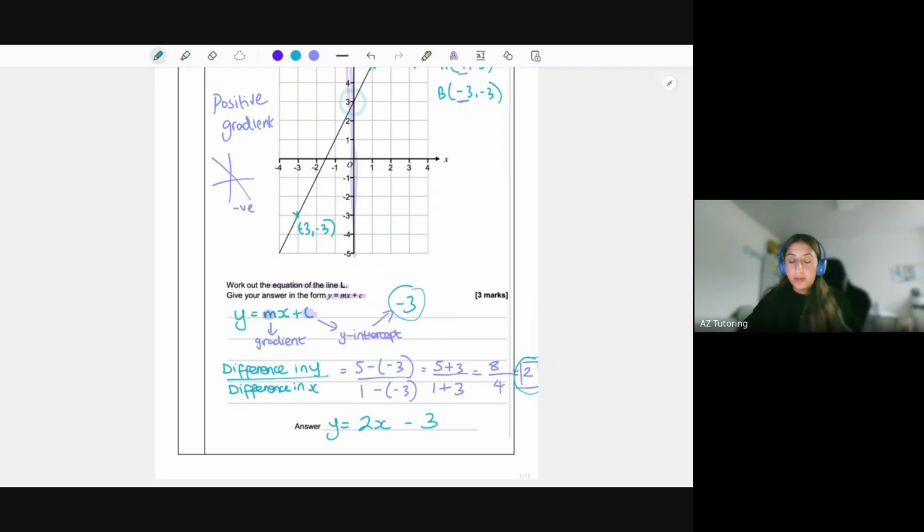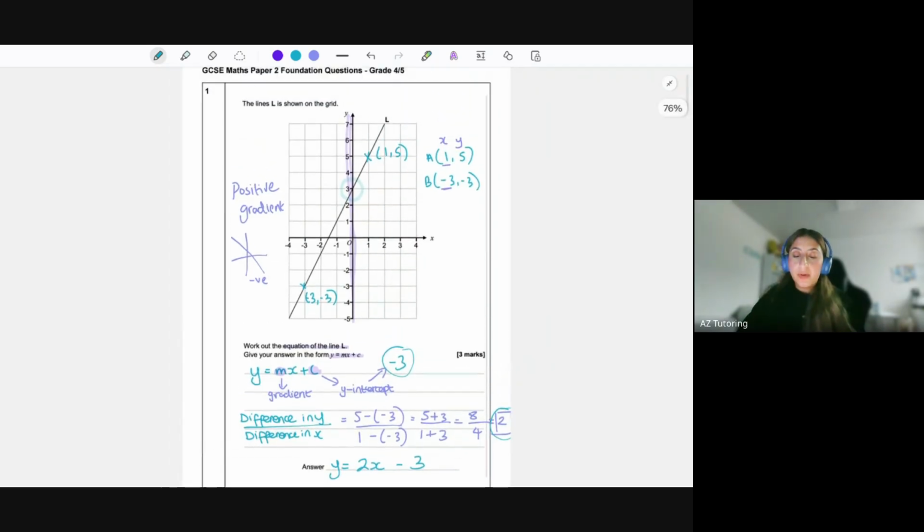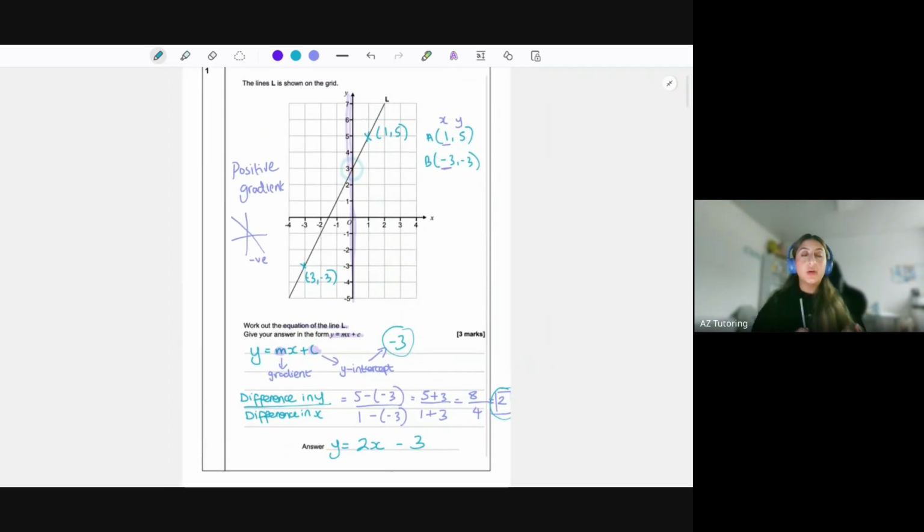There's my equation of the line. y equals 2x -3. So all you need to remember is when you find an equation of a line, you need your gradient. The equation to find the gradient is difference in y divided by difference in x, and you have to find two solid points. And my y-intercept is just where your line touches the y-axis, which is the vertical axis. That's my equation of the line.